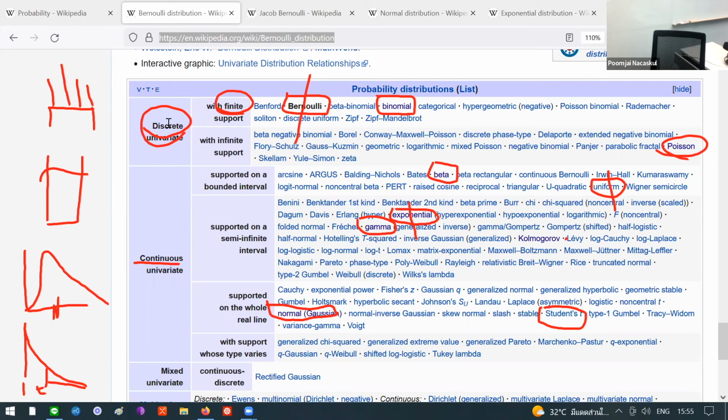But for your career, the essentials are binomial, Poisson, beta, gamma, student T, and normal distribution. So one of each, but two in here. There's actually logistic as well, but this is only useful for people working in the financial market. The financial market in Thailand is a little bit like this.